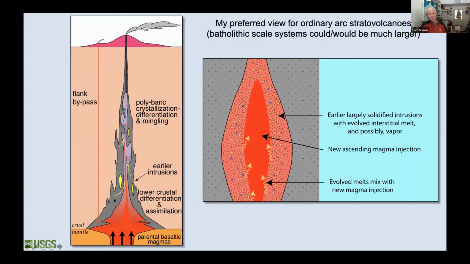Over most of the history of the volcano, they're running into and working their way through earlier intrusions from the same magmatic system. As they do so, they're picking up evolved components from those earlier intrusions. They're getting stalled at different levels and differentiating. And at times, less evolved magmas do a flank bypass, and we see them as peripheral mafic events.